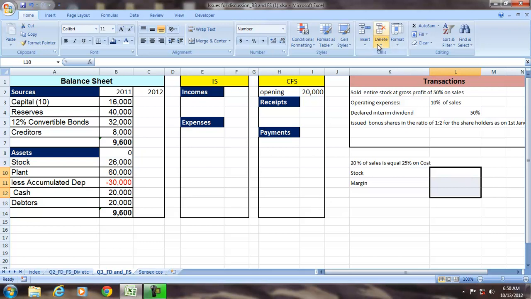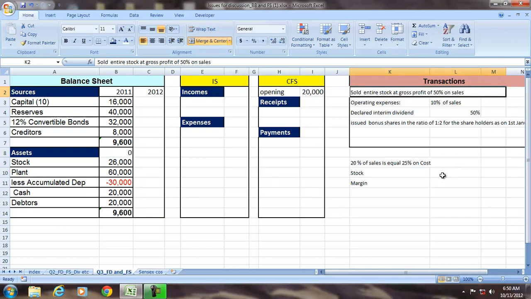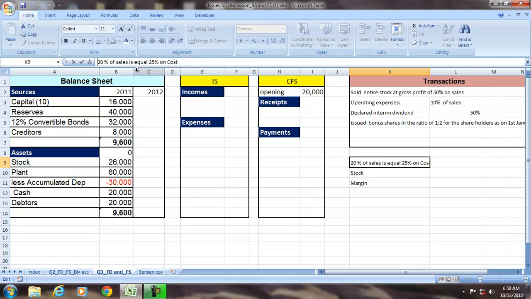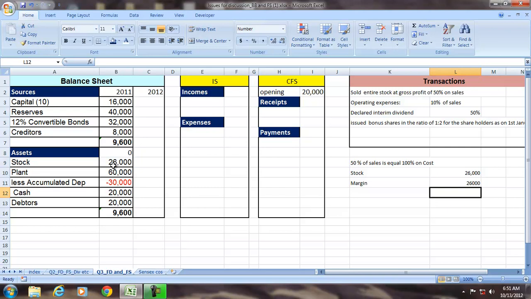indicators. So the opening cash in hand is 20,000. It says sold entire stock at a profit of 50% on sales. So 50% on sales is 100% on cost. Therefore, when the stock is 26,000, the margin is 100% of the cost. So sales is equal to 26 plus 26, 52,000. Sales is equal to 52,000. And let us assume that the sales is for cash. Sales is equal to 52,000, also a cash flow.